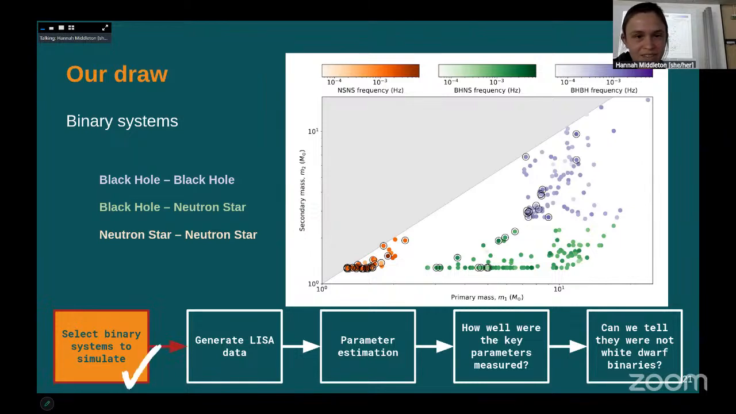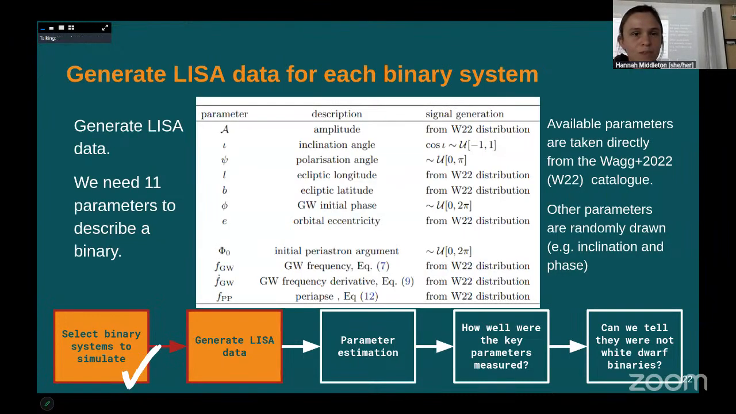Okay. So we've selected the systems to simulate. The next step is to generate the data. To model a gravitational wave signal in LISA that we expect from these systems, we need 11 parameters. And several of these parameters can be directly taken from the catalogue, but the ones that cannot, we draw randomly.